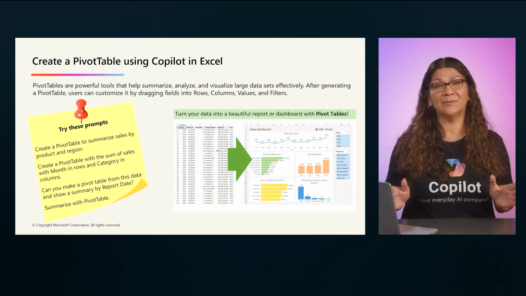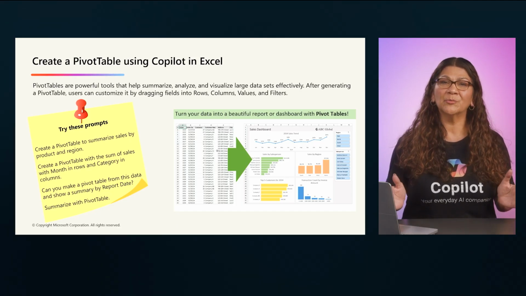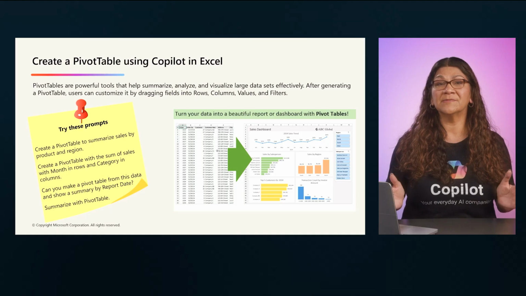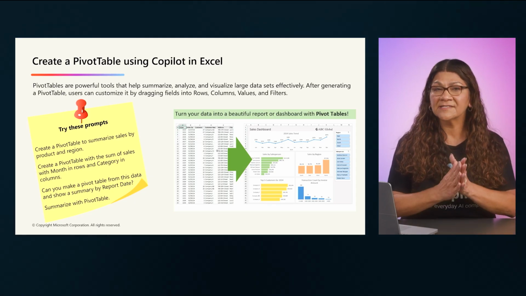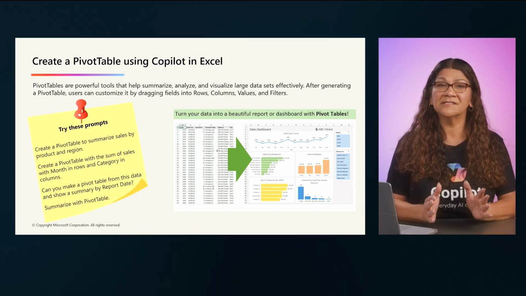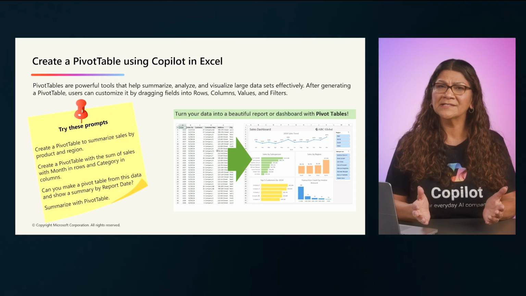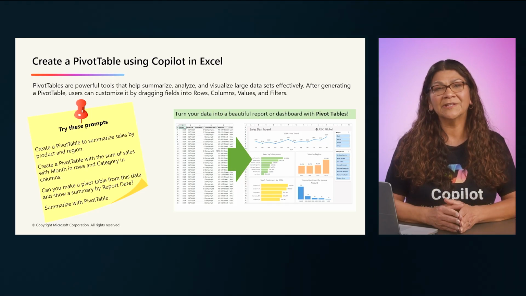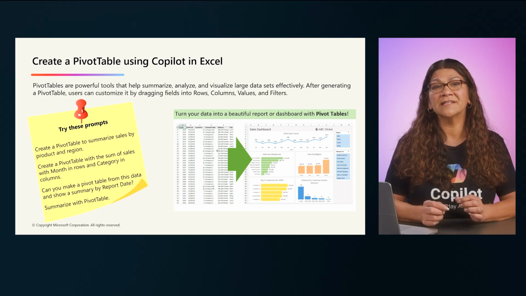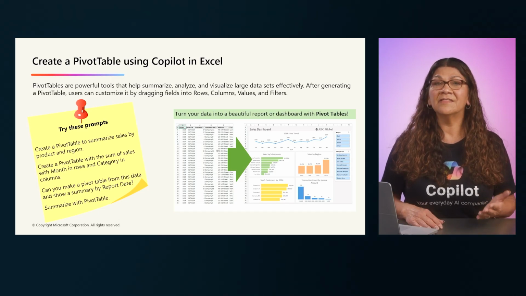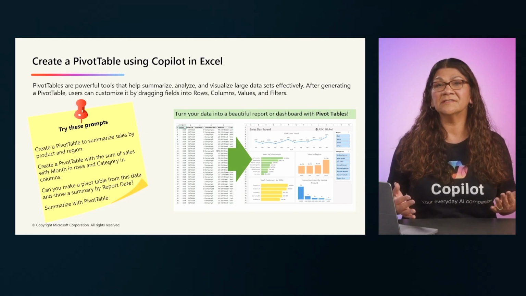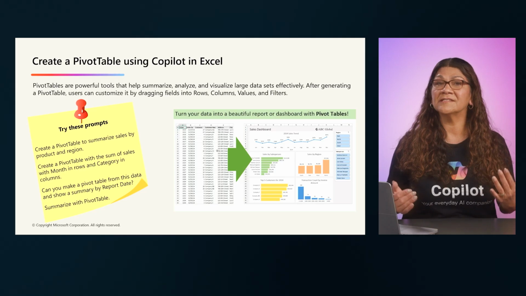Copilot makes creating pivot tables in Excel faster and far more approachable by turning natural language prompts into powerful summaries. Pivot tables allow you to dynamically organize, sort, filter, group, and analyze large data sets, revealing comparisons, patterns, and trends without complex formulas. With Copilot, you can simply ask to summarize sales by product and region, analyze results by month or category, or even generate a pivot table based on a report date. Then easily customize it by dragging fields into rows, columns, values, and filters.